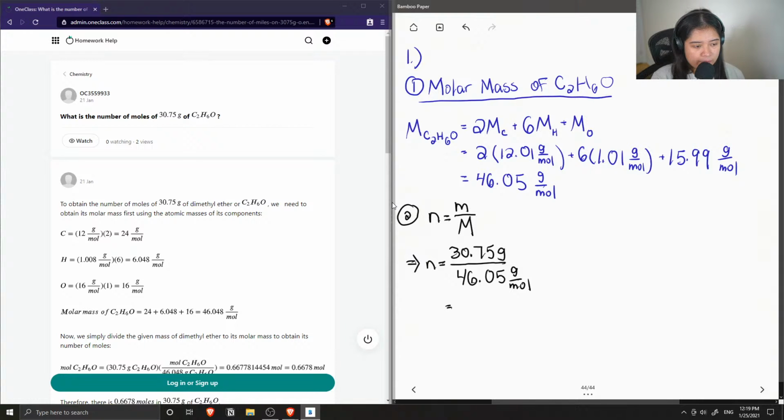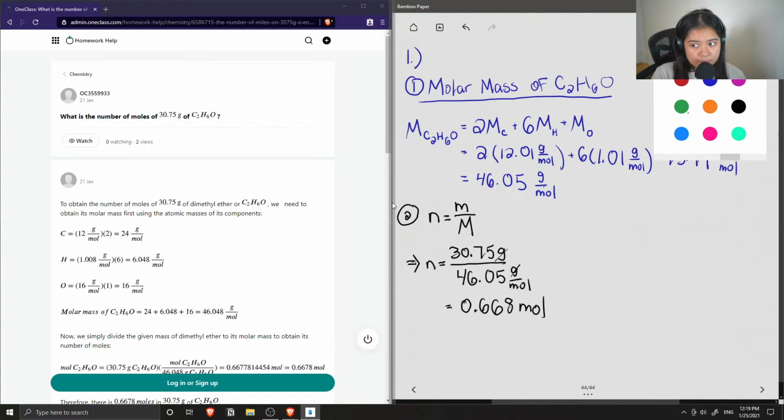So now if we divide this, our grams will cancel out, and our moles will now be our main units, and you end up getting 0.668 moles. And that is our final answer.